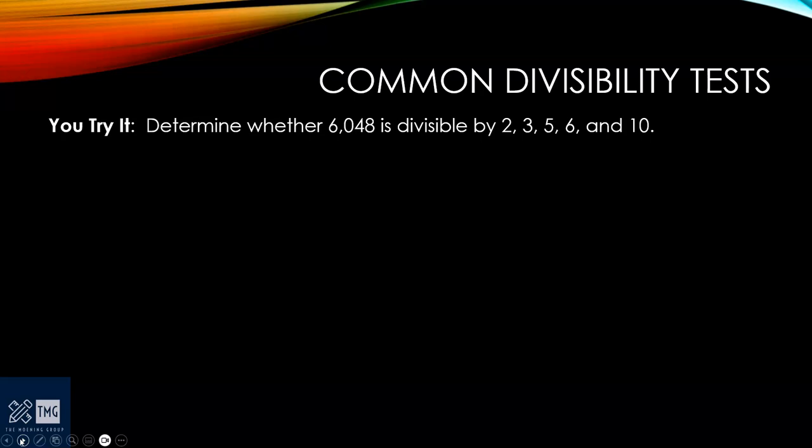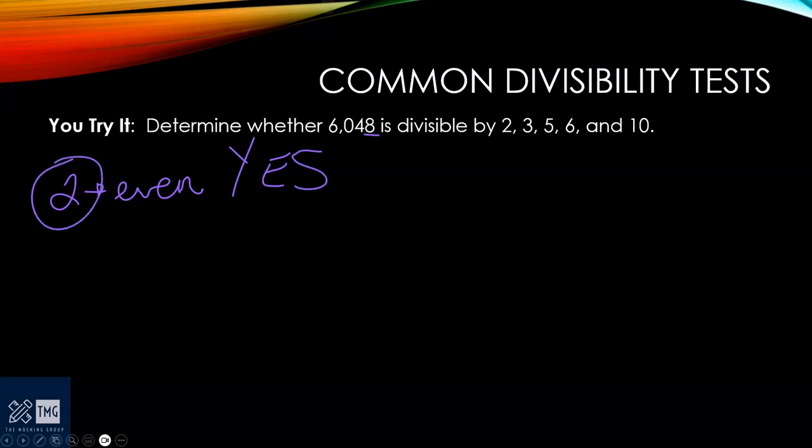Go ahead and try this one and then come back. So we want to determine if 6,048 is divisible by 2, 3, 5, 6, and 10. So we do the same steps, and we start with 2. 2 means we would have an even number. Well, it ends in 8, so that's even. So yes, we are divisible by 2.